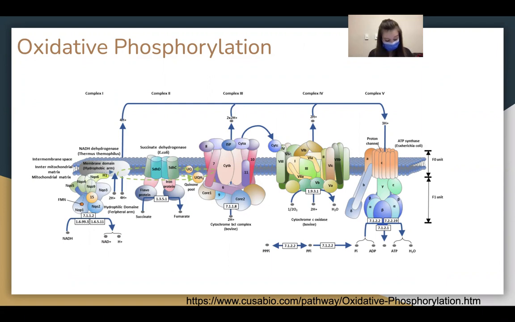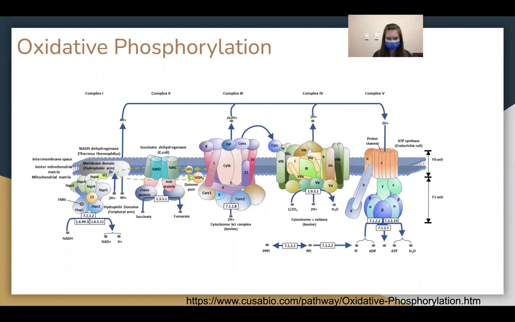In complexes 1 through 4, electrons from NADH and FADH are transferred through the 4 complexes with the help of mobile electron carriers, coenzyme Q and cytochrome C. At the same time, protons are pumped out of the matrix into the inner membrane space through complexes 1, 3, and 4, which act as proton pumps.